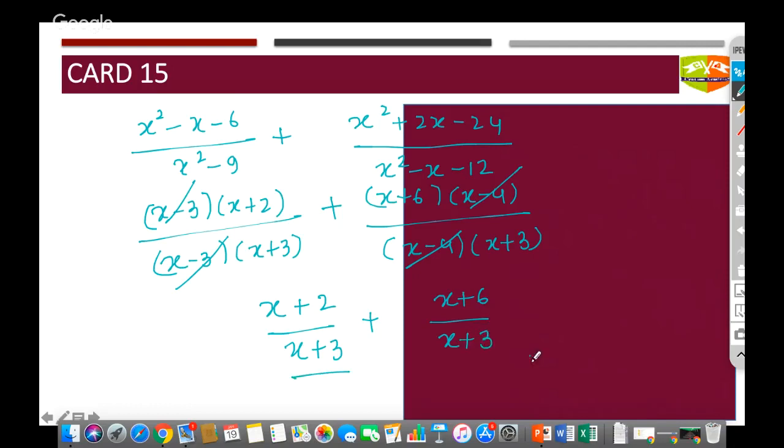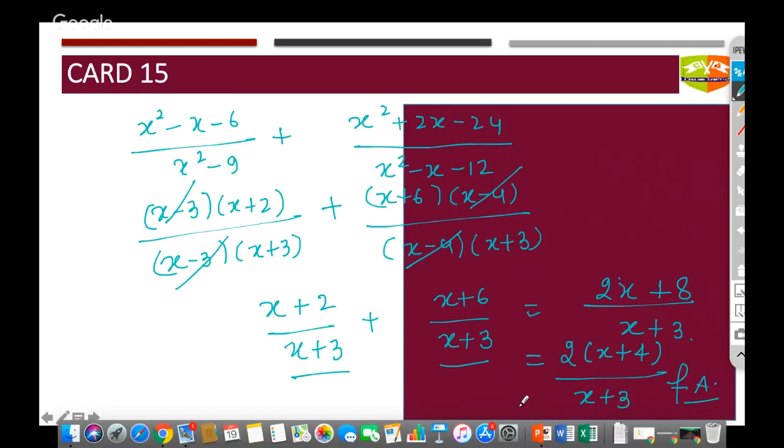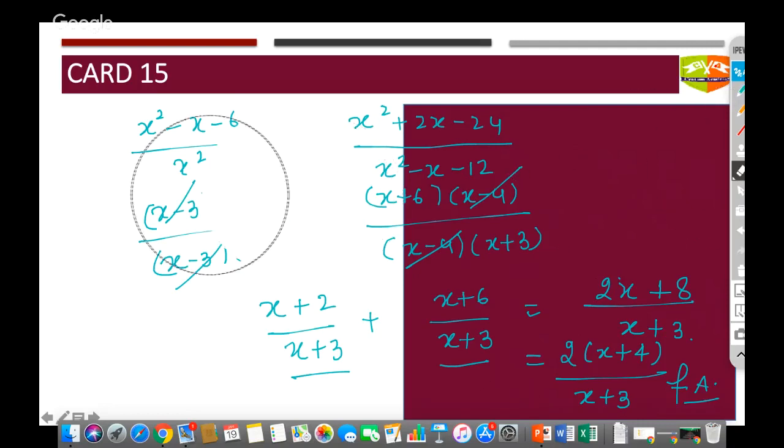Now as the denominator is the same at both places, I can get 2x plus 8 divided by x plus 3. This would be the answer. Now this is also not the right form to write because 2 is common here, so I'll take 2 common. I'll write 2 times x plus 4 divided by x plus 3. This is my final answer. Now let me take another question for you.